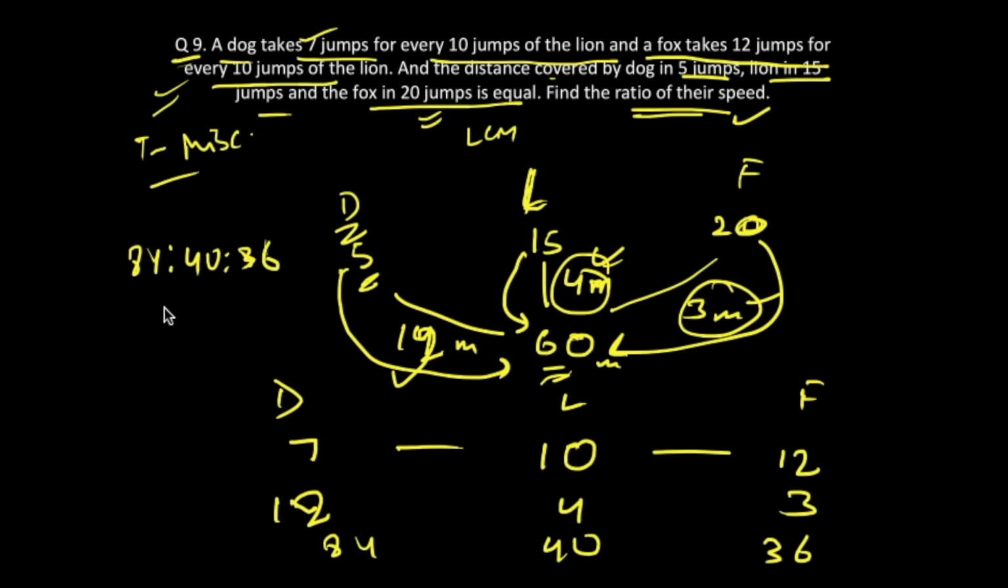So if you further solve it, you will divide the entire thing by 4, because it is the only number which we think should be able to divide it. Let's see. 4 divides 84, so we'll get 21. Here you will divide 40 by 4, you'll get 10. And here the answer would be 9. So the final ratio of their speeds would be 21 is to 10 is to 9. So this is dog speed, this is lion speed, and this is fox's speed, right?